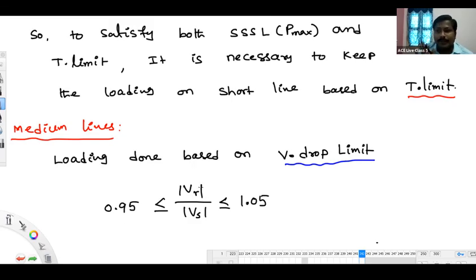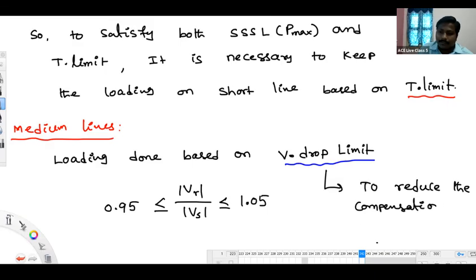In order to avoid the usage of compensation, in order to reduce the compensation requirement, we have to keep the loading based on the voltage drop limits, particularly for medium length of transmission lines. So you can write here: to reduce the compensation requirement.